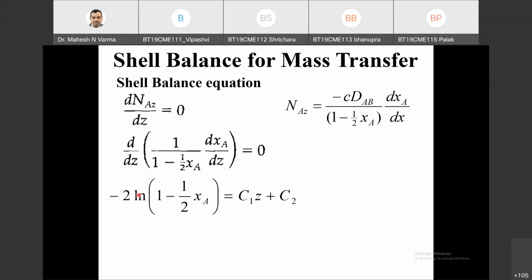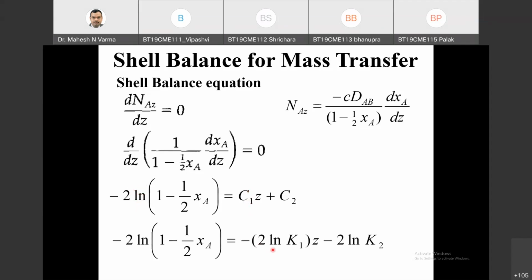Very good. So instead of this linear constant, we will be using a logarithmic constant. Say C1 equals 2 ln K1 and C2 equals 2 ln K2. This is also a constant. Just to eliminate this constant and the logarithm, this is assumed. K1 is constant, so 2 ln K1 is constant, which equals C1. So C1 equals 2 ln K1.